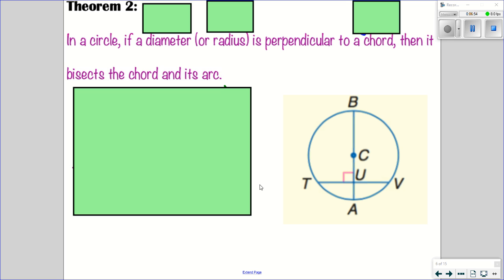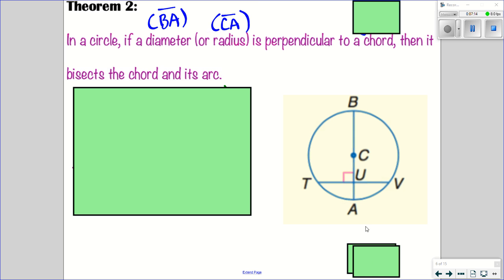Next one. The second theorem says, in a circle, if a diameter or a radius is perpendicular to a chord, then it bisects the chord and its arcs. So we have a picture here. The diameter they're talking about is AB or BA. The radius is CA. I chose CA because we're looking at the chord that is TV.